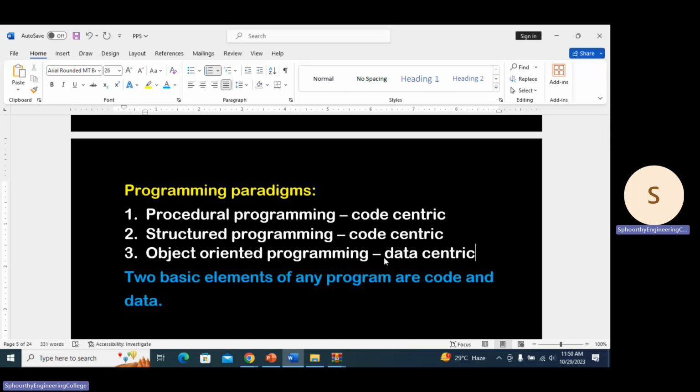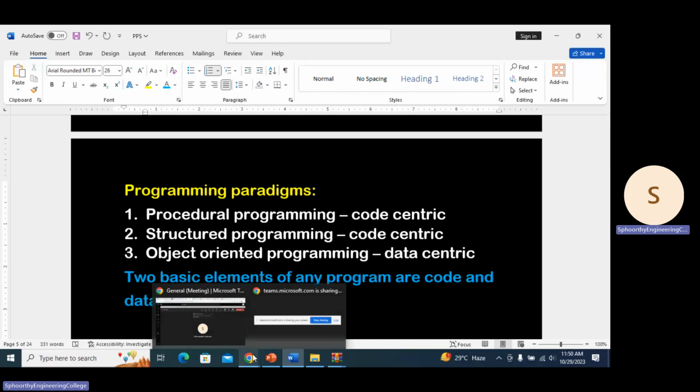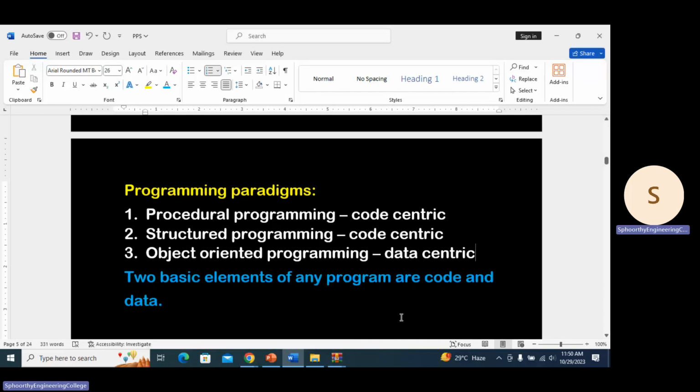And in the next video lecture, we will talk about memory addressing, which is very, very important. Without understanding memory addressing, you cannot go for programming at all. So friends, I hope this video lecture is useful for you. And in the next video lecture, we will talk about memory addressing.